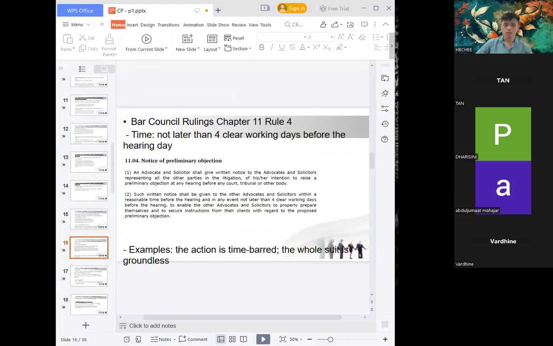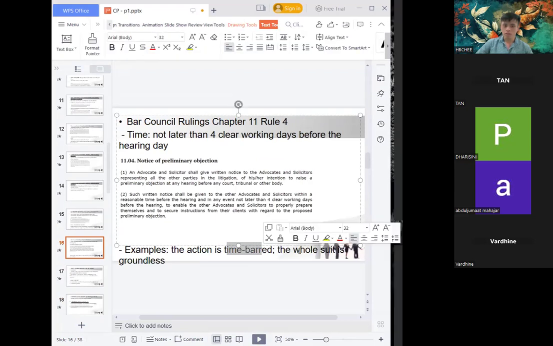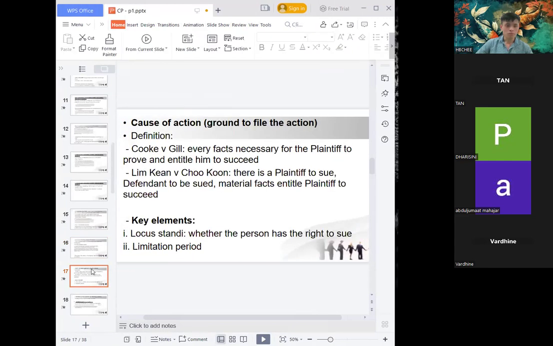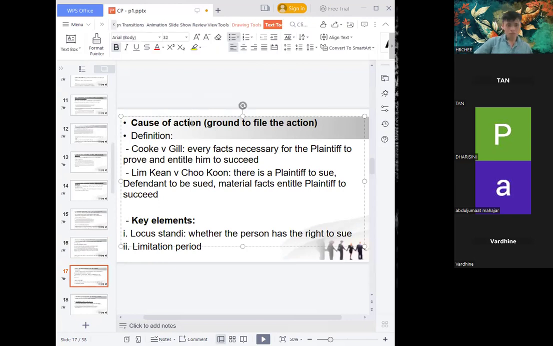So what are the examples? First thing is limitation period, as I mentioned, and your whole suit is groundless. Okay, cause of action. Cause of action, in layman's terms, is the ground to file the action. How do the case laws define cause of action? The first UK case is Cook v Gill. The definition of cause of action is every fact necessary for the plaintiff to prove to entitle him to succeed. The leading case in Malaysia is Lim Kian and Chu Kun. In this case, the definition of cause of action is that there is a plaintiff to sue, a defendant to be sued, and the material facts entitling the plaintiff to succeed. Okay?